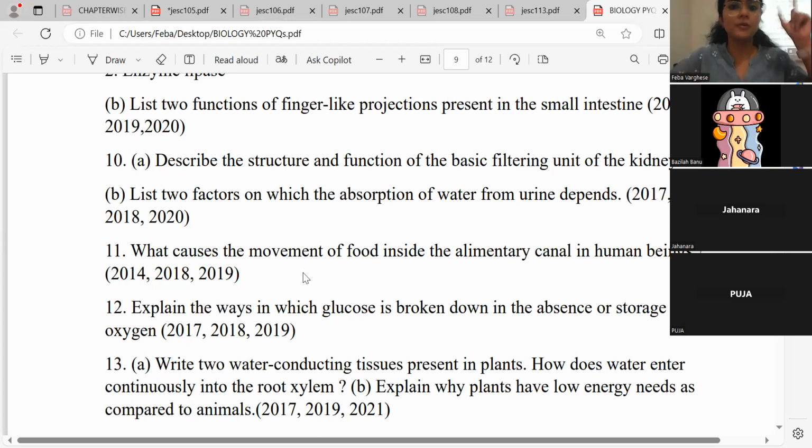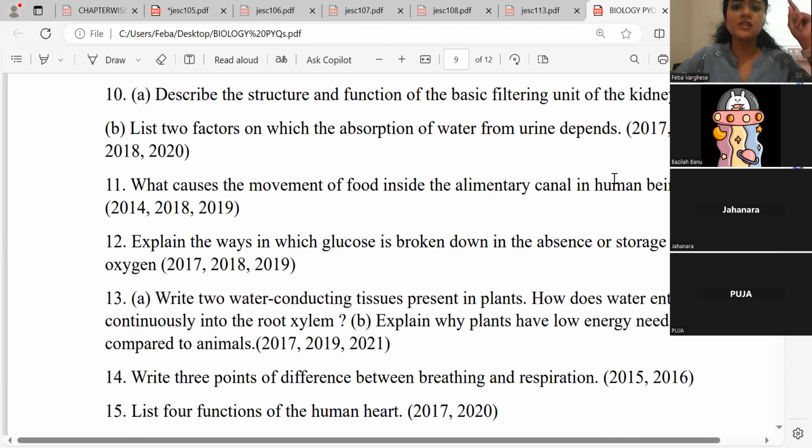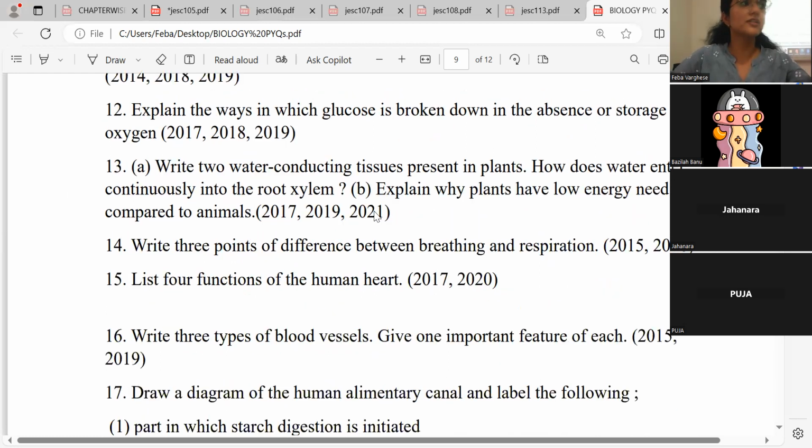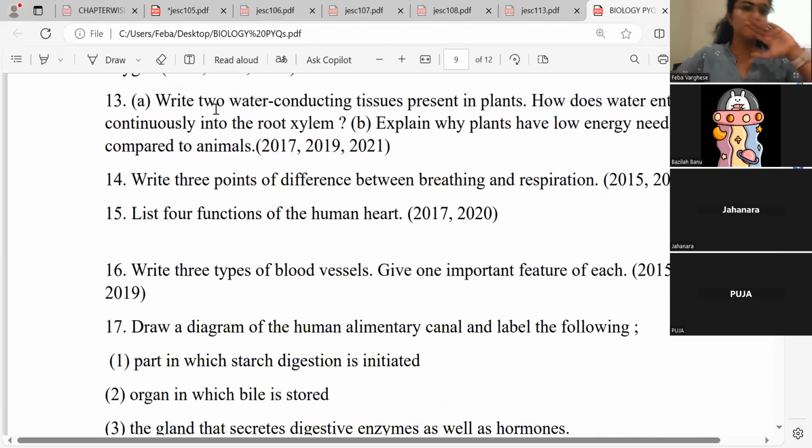keeps on happening. Okay. Now, what causes the movement of food inside the alimentary canal in human beings? Peristalsis. Peristalsis happens. Okay. Write about it. Then explain the ways in which glucose is broken down in the absence of oxygen. You know it. Okay, in case of yeast cells and in case of human beings, lactic acid formation, you can write it. Write two water conducting tissues present in plants.